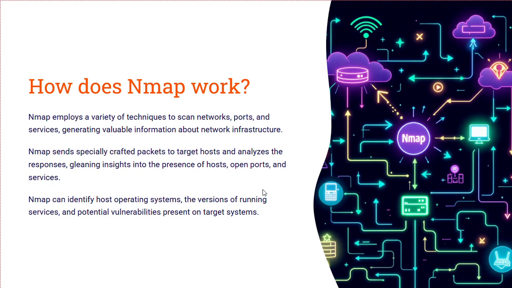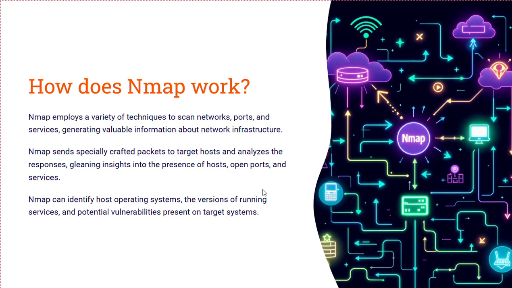So your target receives these packets from Nmap. And why does it receive them? It receives them because, number one, maybe there's no firewall. Number two, if there's a firewall, it would block your packets from getting into the system.